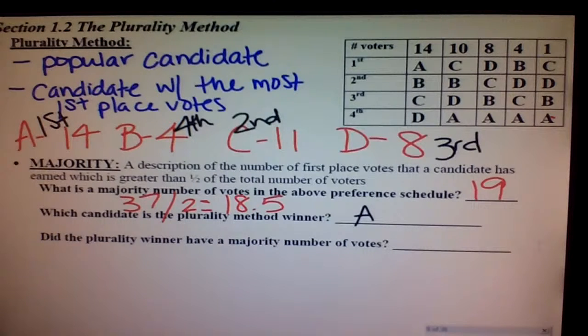So A wins plurality, are they also your majority candidate? No. They don't have enough votes to reach that 19. They only have 14. So while they win using the plurality, they are not your majority.